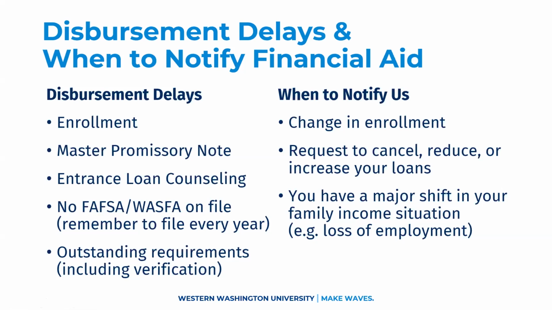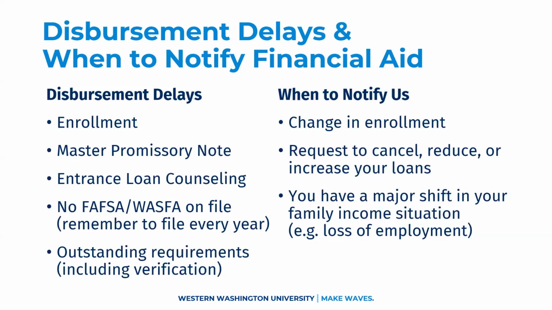One other common reason is the master promissory note or the entrance loan counseling is not yet done. These are both required for any loans to disperse the first time. I don't remember if Keely mentioned this, but usually those requirements only need to be completed once during your time at Western. They last for about 10 years, but they do need to be done the first time. So if your loans aren't showing up, it's very possible that one of those things has not yet been done.